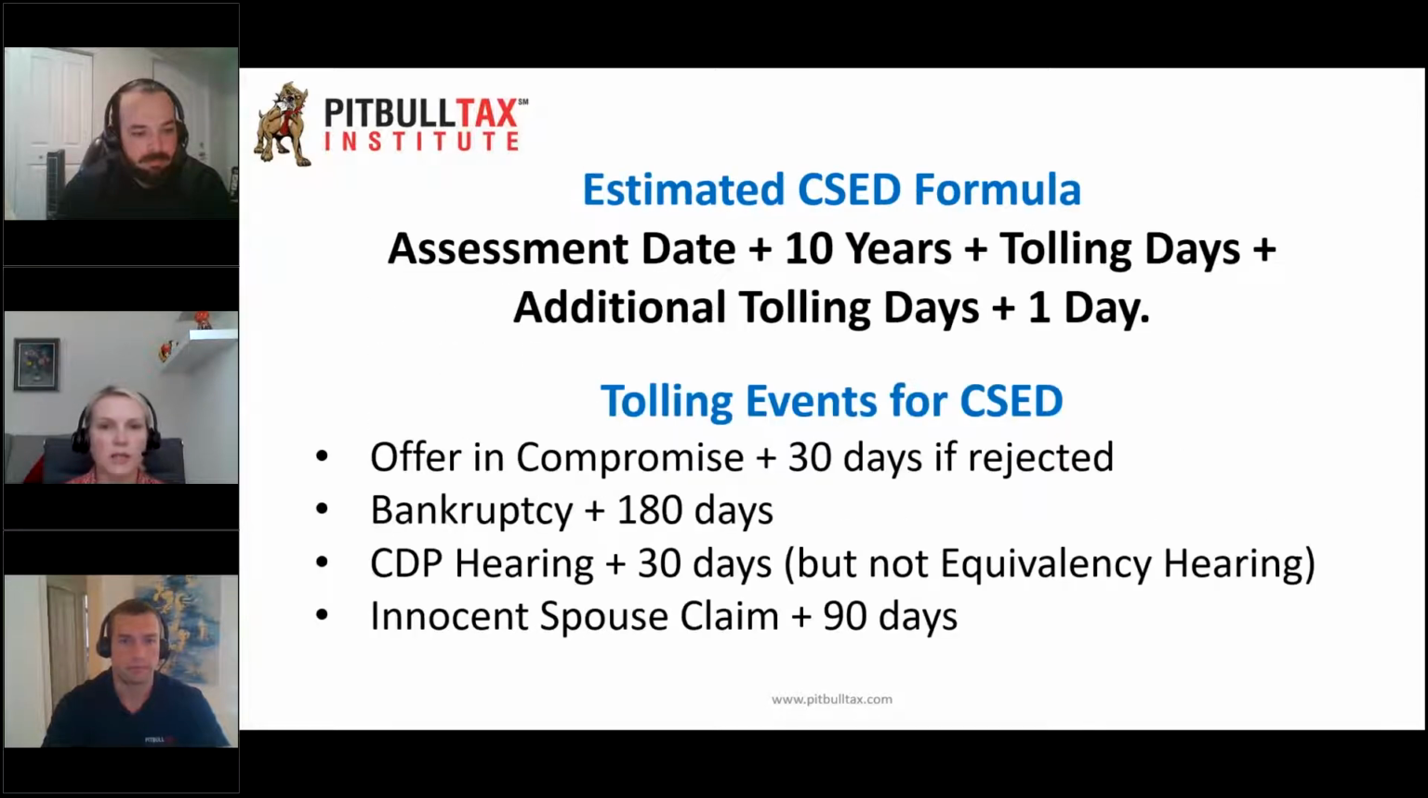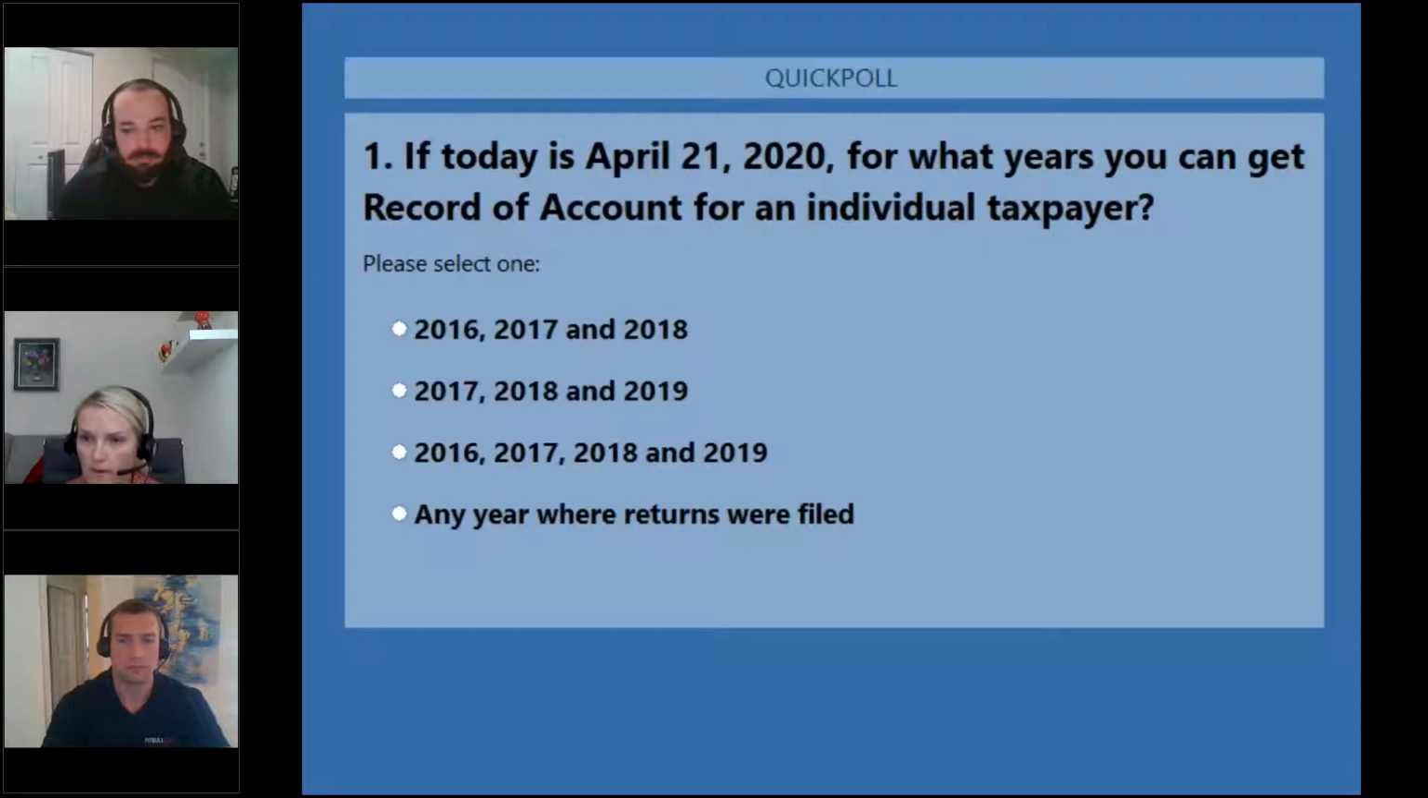So now let's launch our first polling questions for today. Give me a second. Okay, if today is April 21, 2020, for what years can you get a record of account for an individual taxpayer? 2016, 17, and 18; 17, 18, and 19; 16, 17, 18, and 19; or any year where returns were filed? I'm going to give you a few seconds to answer this question.